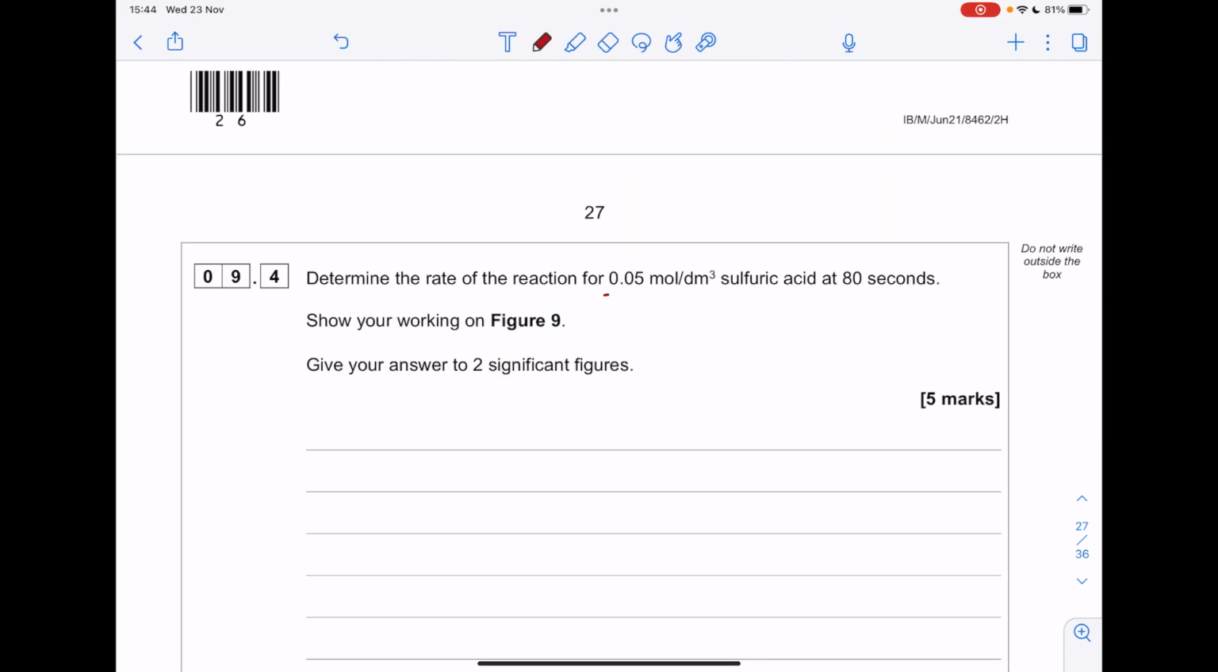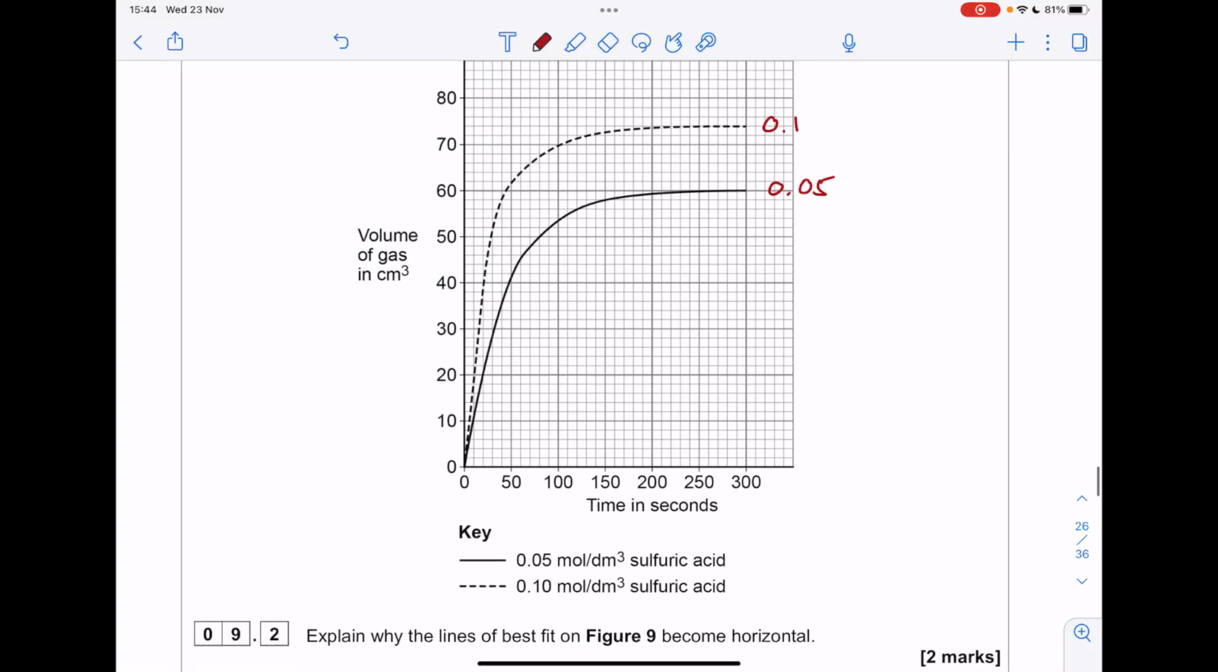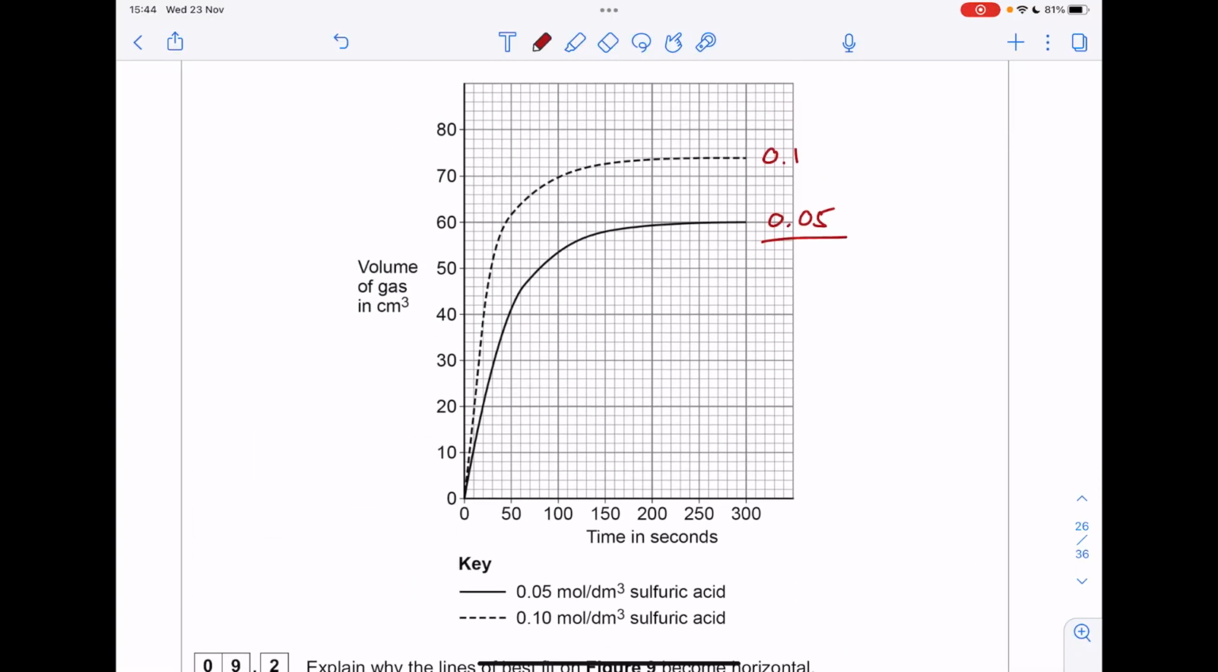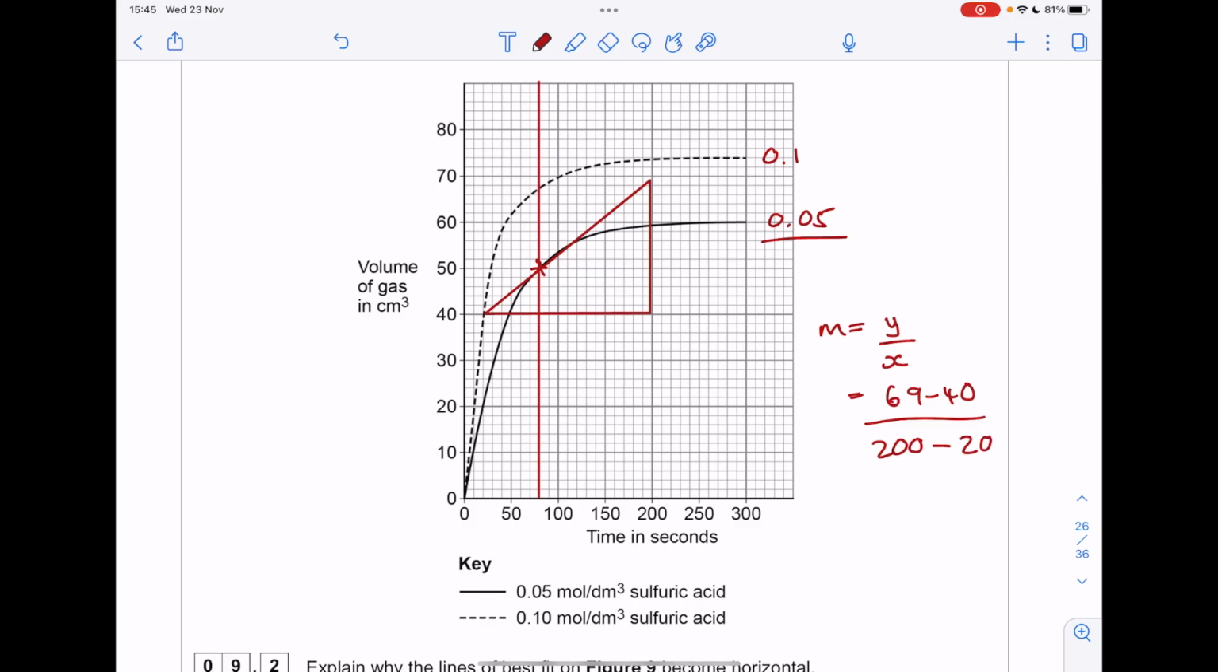Determine the rate of reaction for 0.05 mole sulfuric acid at 80 seconds. Show your working and give your answer to 2 significant figures. So we're looking at this line. We need to show how we're working this out by drawing a line on this graph. It goes up here. So we're looking for the rate of reaction here, which means we need to draw a tangent. So we need to find the gradient of that line, which is change in y over change in x. So change in y, first of all, is 69 minus 40 over our change in x, which is 200 minus 20.